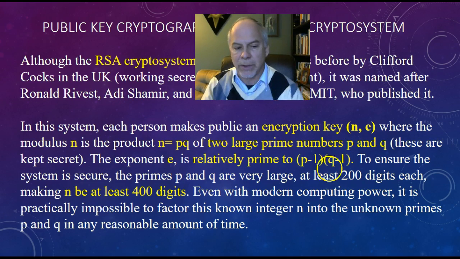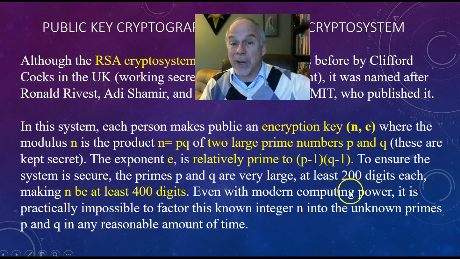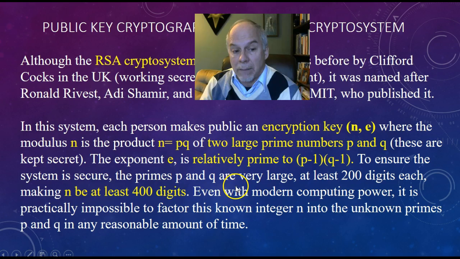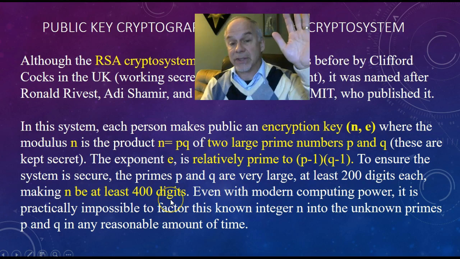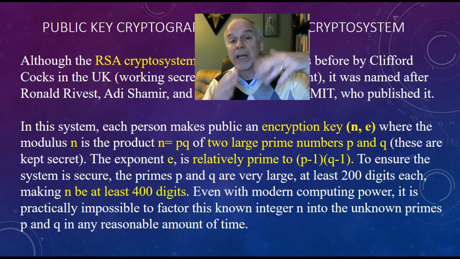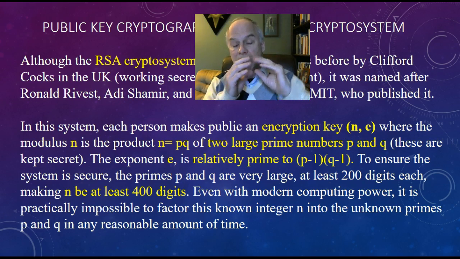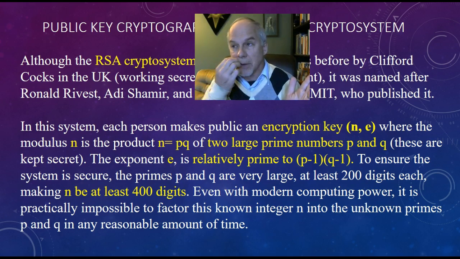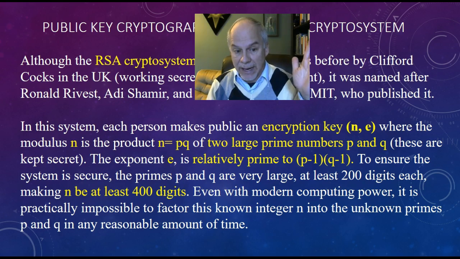Now, to ensure that the system is secure, the primes P and Q are very large, at least 200 digits long, okay? So you've got to use very large prime numbers there, making the product N at least 400 digits. See, it has to be that large because it has to take a computer a very long time to break N up into P and Q, P times Q. In other words, to factor the number N.